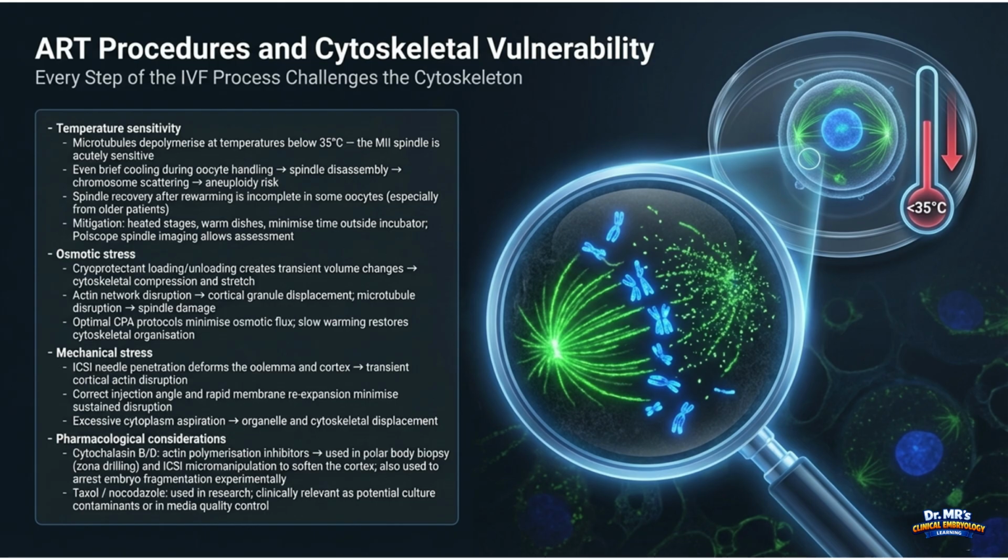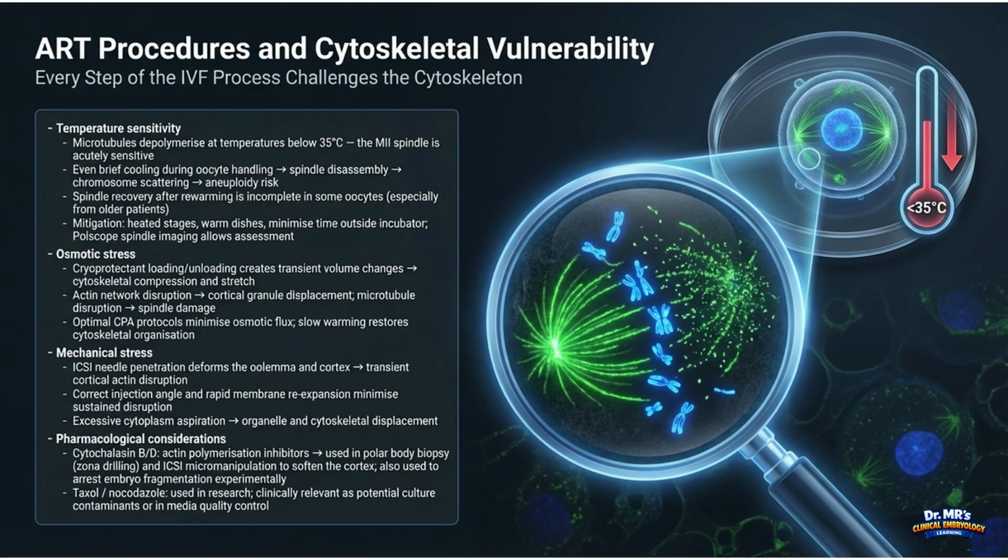The M2 spindle depolymerizes completely below 35 degrees Celsius. When you cool an oocyte by taking it out of the incubator onto an unheated surface, you strip the GTP caps off the microtubules. Catastrophe ensues, the protofilaments peel back, and the spindle vanishes, leaving the chromosomes to scatter in the cytoplasm. The crucial clinical question is how quickly does this happen, and is it reversible?